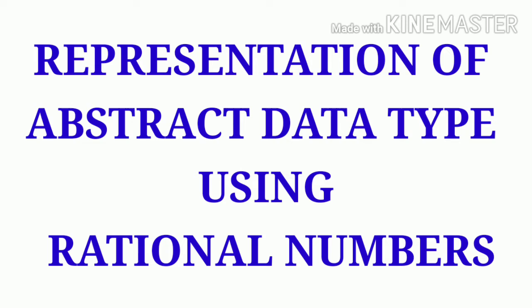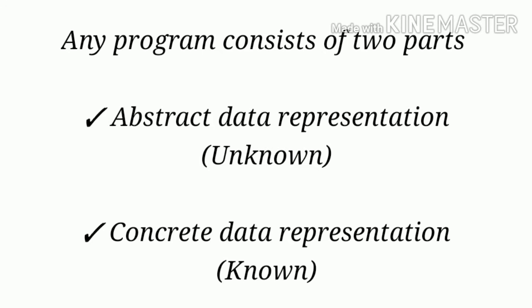The fundamental concept of data abstraction is to structure programs so that they operate on abstract data. Here some assumption about the data is possible in abstract data representation. In general, each program consists of two parts. One is abstract data representation, another one is concrete data representation. Abstract data type is a high level view. Here the concept is independent of its implementation, but concrete data type is a simple concept.